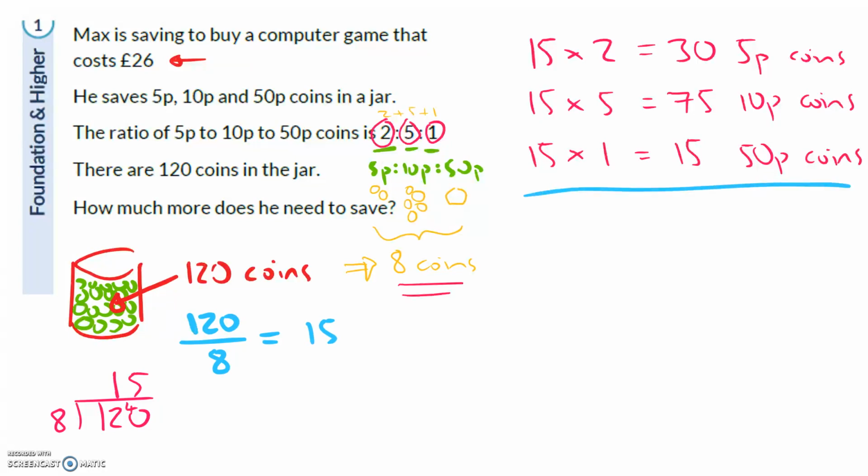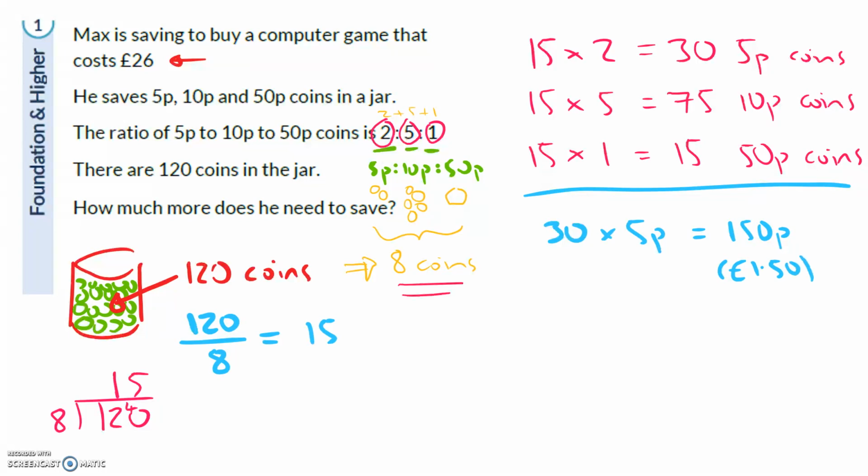Okay, so we know how many of each coin. I reckon we can work out what they're worth. 5p coins. Well, 30 times 5p. 3 times 5 is 15. Stick on a 0. That looks like 150p, or £1.50.